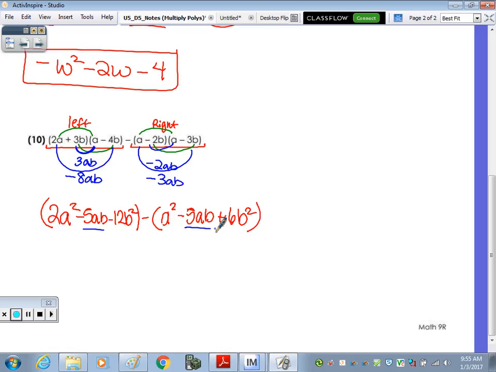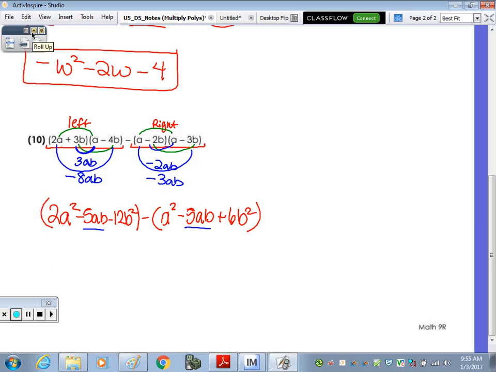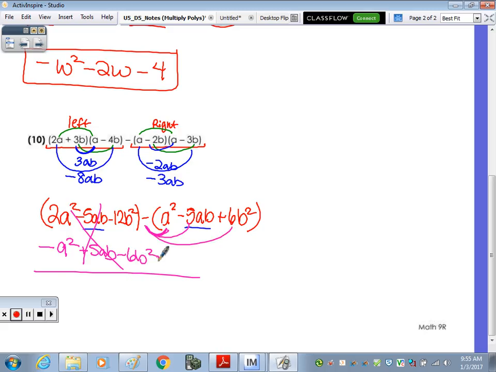Now we need to finish by subtracting. As I subtract, I'm going to stack. So this becomes a negative a squared. I'm going to put it underneath the first one. This negative times negative becomes a positive 5ab, which is going to cancel that out. And then last, negative times 6b squared is negative 6b squared. Now to combine, 2a squared minus a squared is a squared, and negative 12 minus 6 is negative 18.